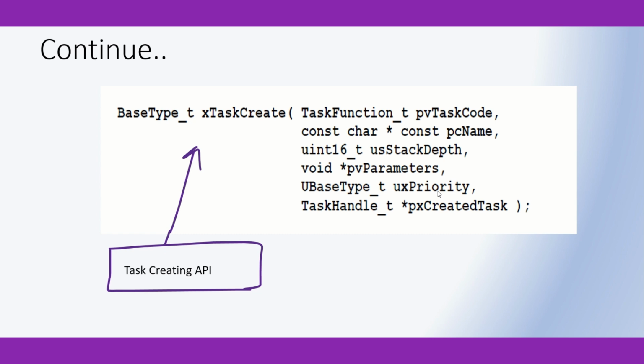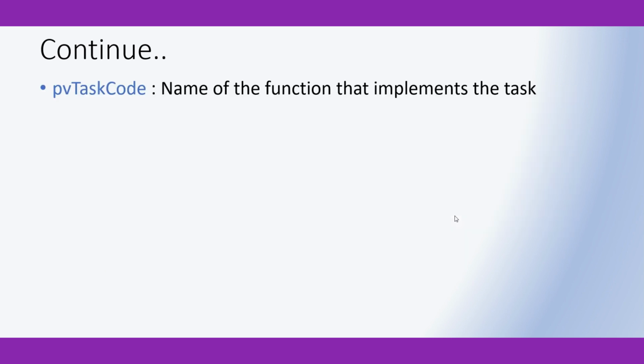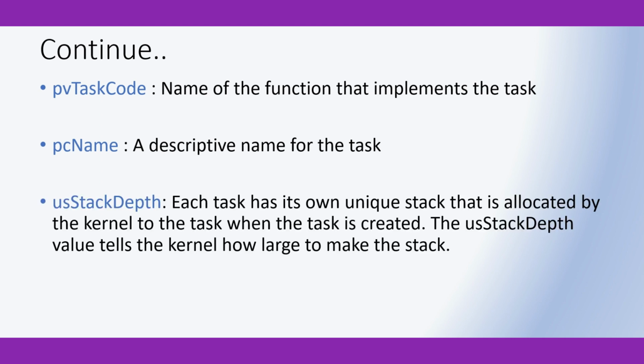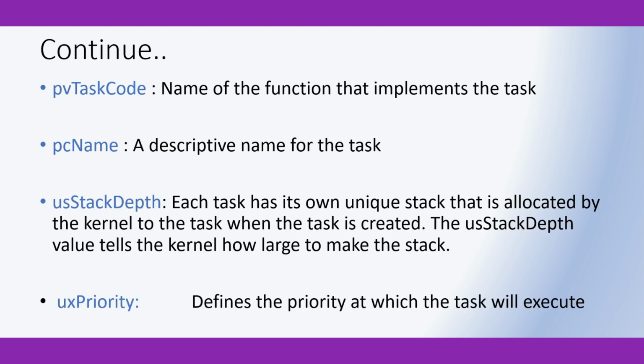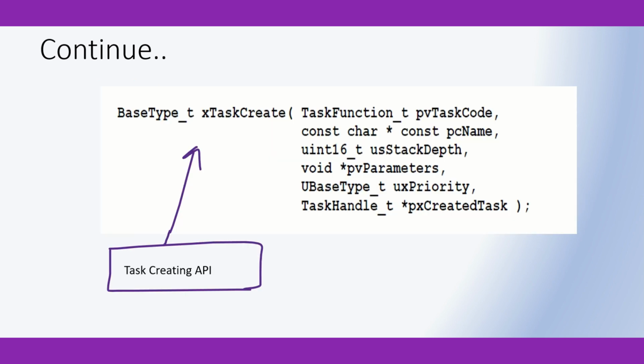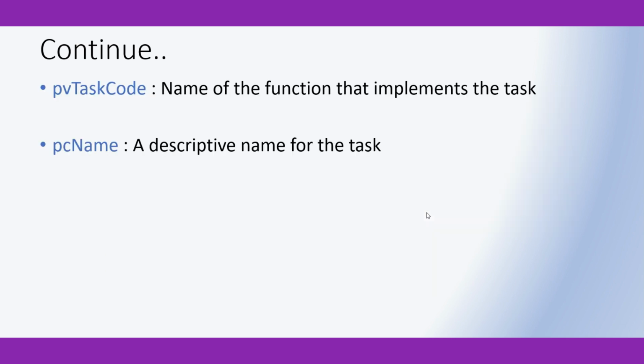The next one is priority. We have to assign some priority to the task as per our application requirement. The last one is the task handle, a pointer to handle the task. If you are not using a task handle, then you can set it to null as well. So mainly these are four parameters: pvTaskCode, the name of the function that implements the task, the task name, stack depth, and priority. We can also pass some parameters, and if we are not passing any, we can set it to null, and we can also use a task handle.